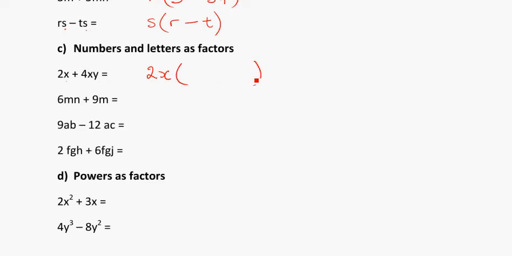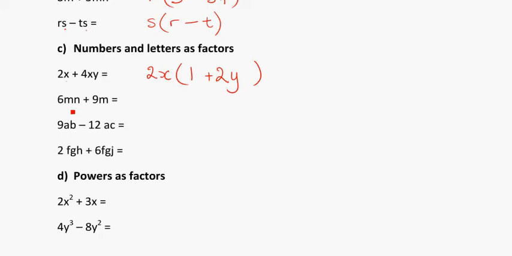Put your brackets in. Ask yourself, what do I multiply 2x by to get 2x? Now it's the same, and so you just put a 1 there. What do I multiply 2x by to get plus 4xy? Okay, numbers first. I need a 2. That's a plus. And I've already got an x here, so I need a y. Does that check out? 2x times 2y is 4xy. Yes.